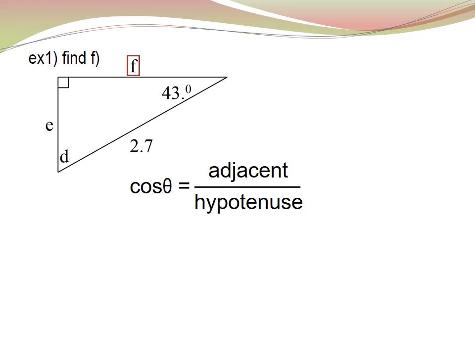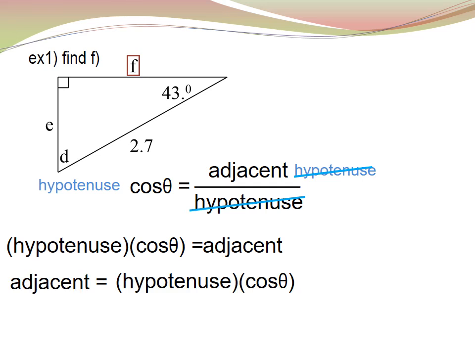Cos theta equals adjacent over hypotenuse. So I will substitute in nothing yet because I've got to isolate adjacent. So to get adjacent by itself, I'm going to multiply both sides by hypotenuse. So that hypotenuse on the right-hand side will factor out. Now adjacent will be isolated, and it will equal hypotenuse multiplied by cos theta. So adjacent equals 2.7 multiplied by cos of 43.